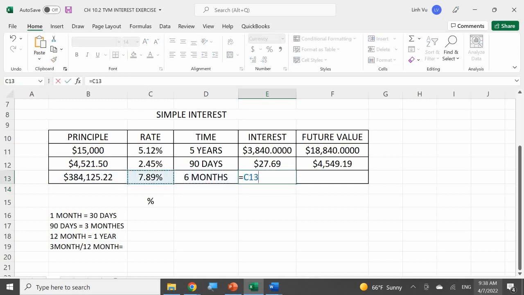So in this case, 384,125.22, we're going to multiply by 0.0789. 6 months is going to tell me that's half a year. Are you punching in the calculator with me? Yes. Okay.